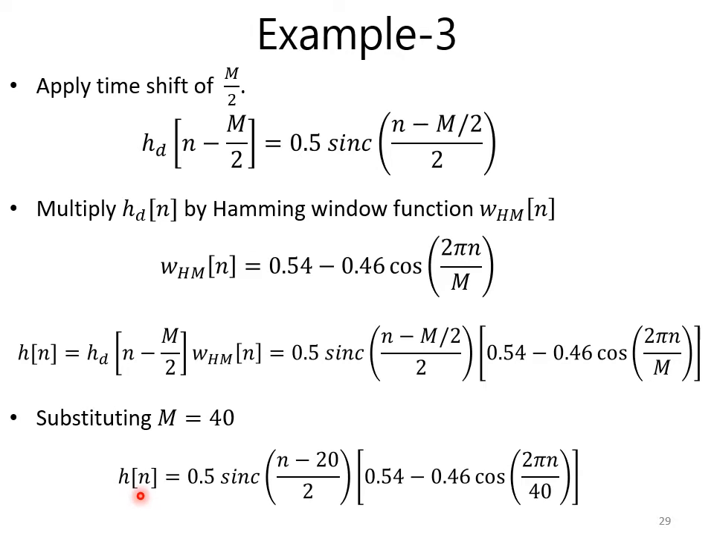Now you can find out the coefficients of the filter. The total number of coefficients will be 41. So you can find h of 0 by substituting n equal to 0 in this equation, and similarly n equal to 1 up to 40, and you can find the 41 filter coefficients using this equation.